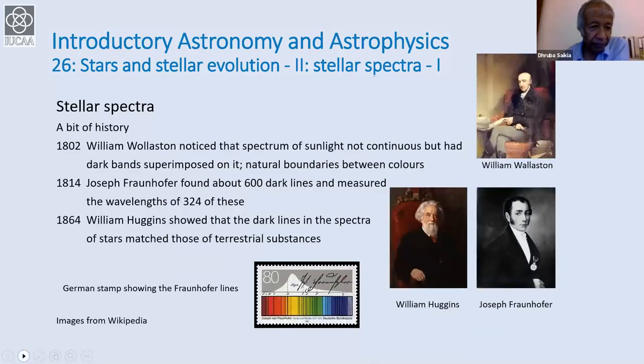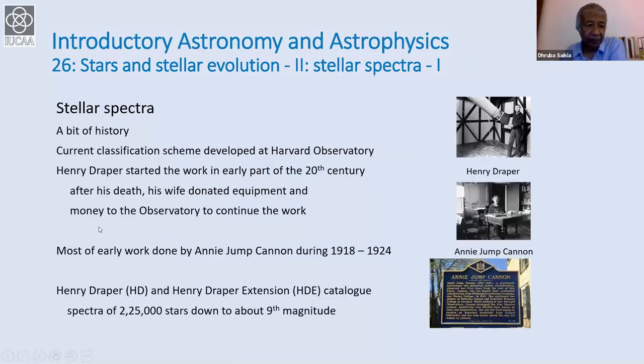Now, the classification of stellar spectra, that current classification scheme that we'll talk about, was initially developed at Harvard Observatory. Henry Draper, who was a very enthusiastic amateur astronomer, started his work in the early part of the 20th century. After his death, his wife donated equipment and money to the observatory to continue the work. Most of the early work was done by Annie Jump Cannon during 1918 to 24.